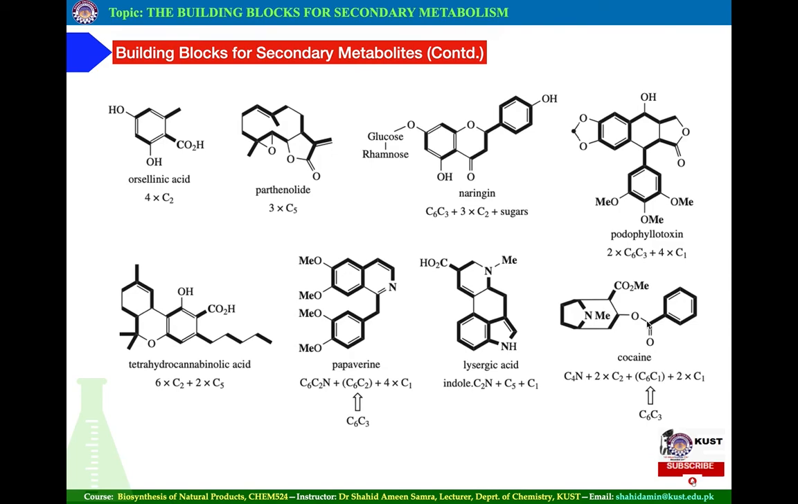Then in case of cocaine, we have C4N that is present here as this pyrrolidine ring. Then two C2 units we have here. Then a C6C1 unit that is actually produced from a C6C3 unit, and this we can identify here. And two C1 units, one is the N-methyl and the other one is the methyl group of this ester. So these are some examples where we can identify the basic units that are making up these molecules as their building blocks.